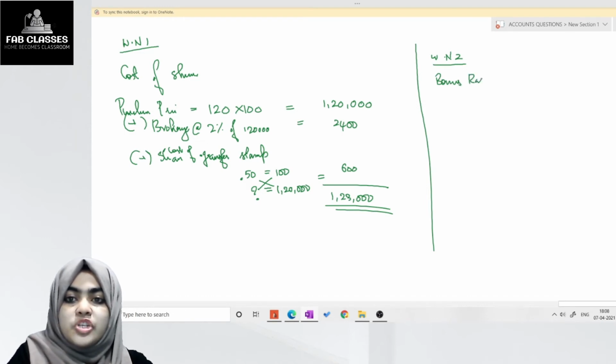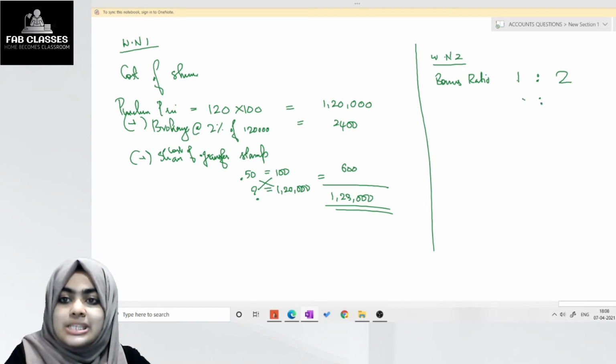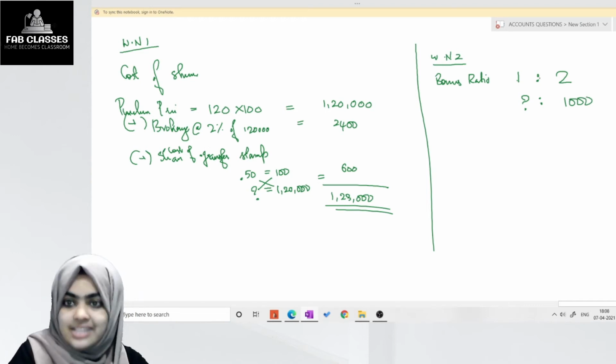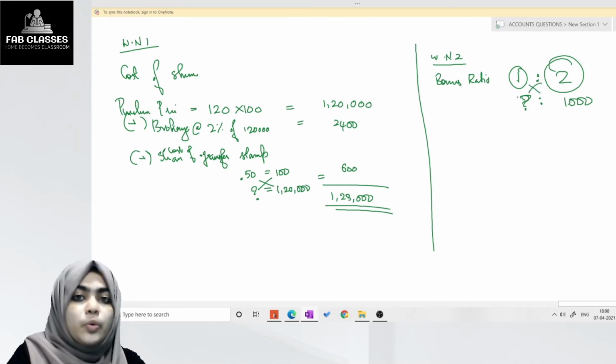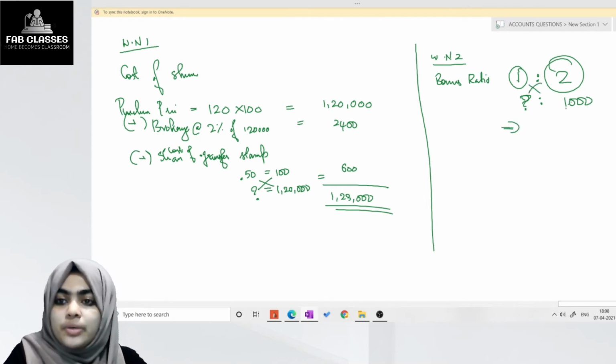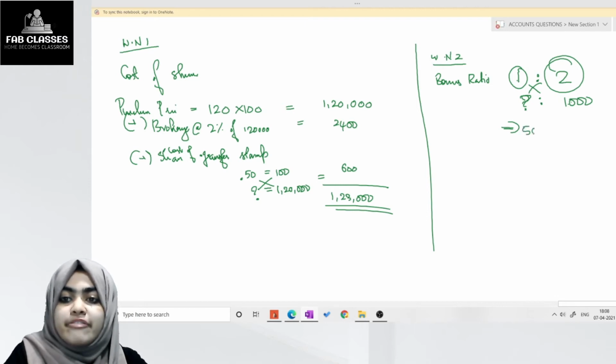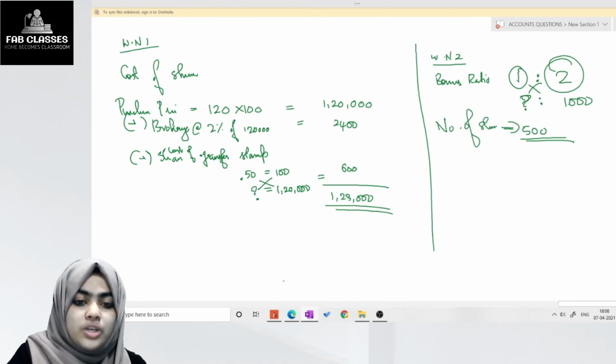Bonus ratio. The bonus ratio is 1:2, 1 for every 2 shares held. That means how much for the 1000 shares held? We have 1000 shares in our hands. So if 1 share for every 2 shares held, then how much for every 1000 shares held? We do a cross multiplication, and the value is 1000 into 1/2, 500. 500 is the number of shares which we are receiving through bonus.